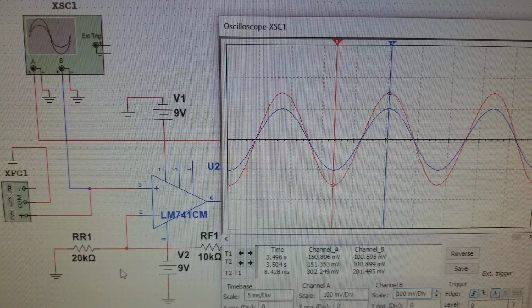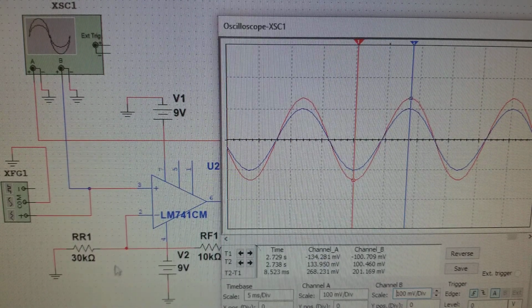So now we've changed the RR1 to 20 kiloohms. You see that the output voltage is 302 millivolts, whereas the input voltage is still at 201 millivolts. Calculating gain, dividing 302 by 201, you find that the gain is 1.5. And you could also see that our input sine wave is in phase with our output sine wave.